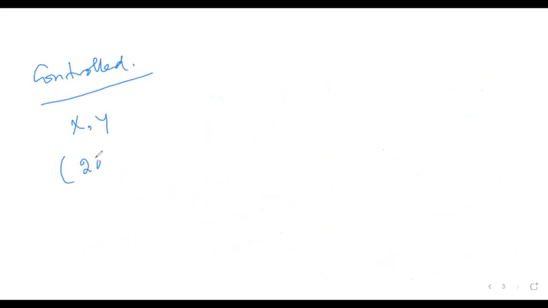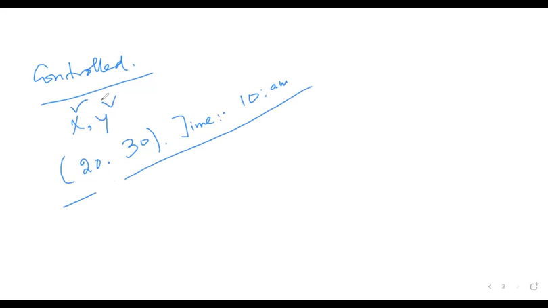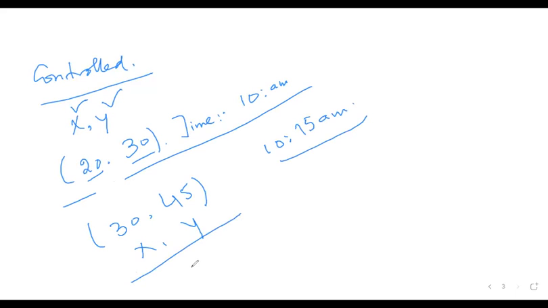For example, X is 20 and Y is 30, and the time slot is, for example, here I am giving 10 a.m. So at 10 a.m., the node will be at position X 20 and Y 30. Next, if I want to move this node from this position, so this is again X, this is Y, and now the time can be 10:15 a.m. At 10:15 a.m., I can give the new location to this node, in which the x-axis is 30 and the y-axis is 45.